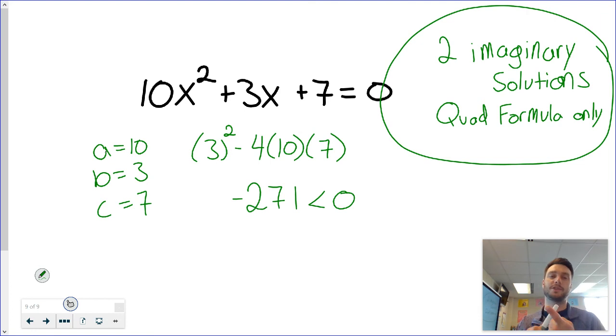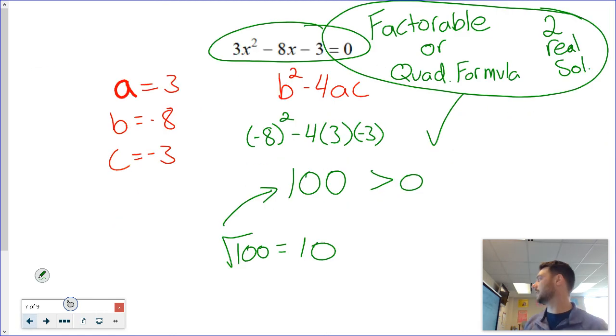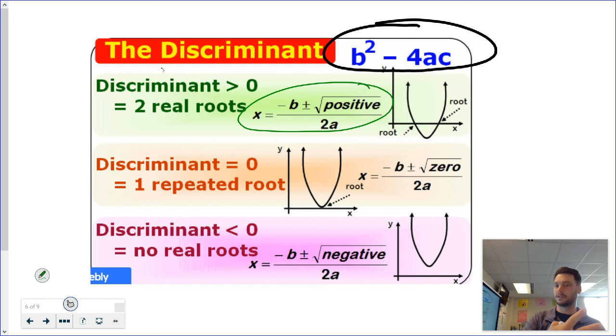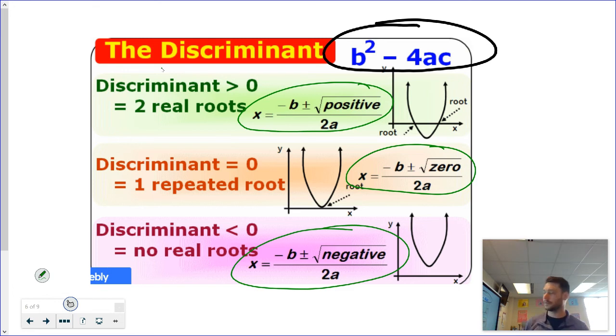So you need to tell me how many solutions and what type of solutions. Once again, if it is bigger than 0, if it's positive, we're going to say 2 real solutions. If it's exactly 0, we say 1 real solution, and we can either factor it or use the quadratic formula. And if it's negative, then you have 2 imaginary solutions. No real solutions, but 2 imaginary solutions.